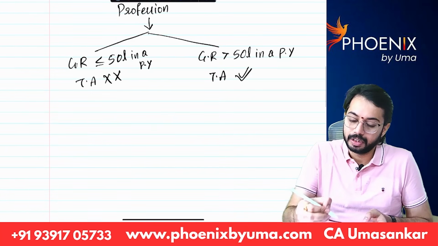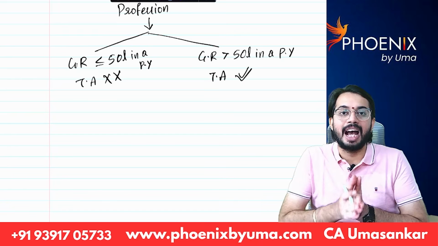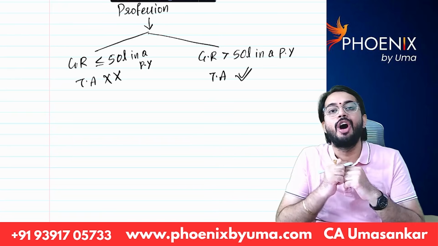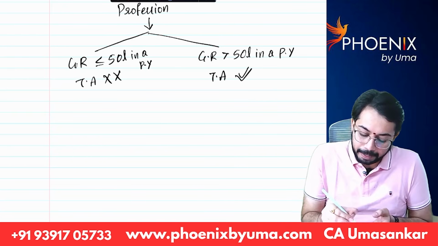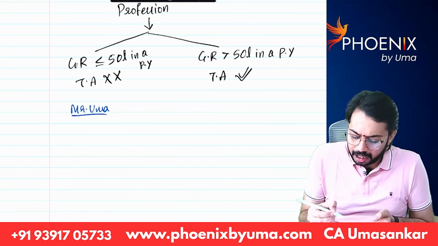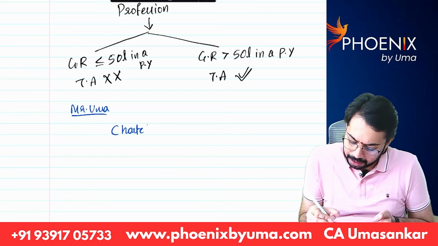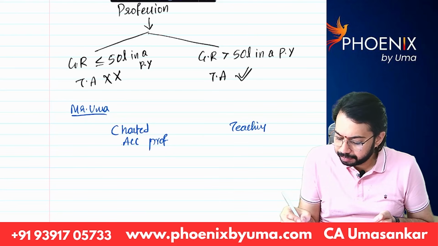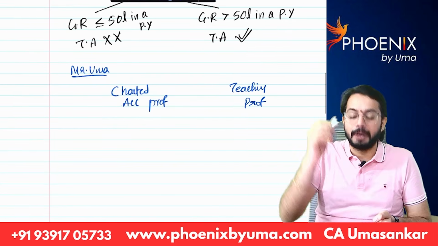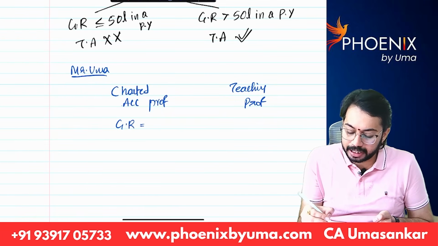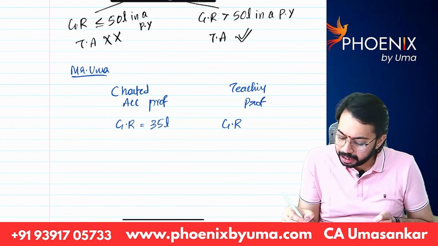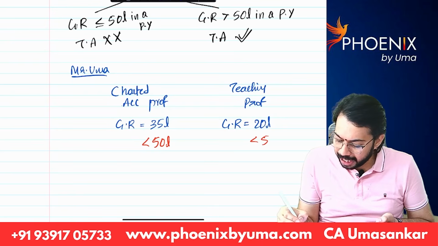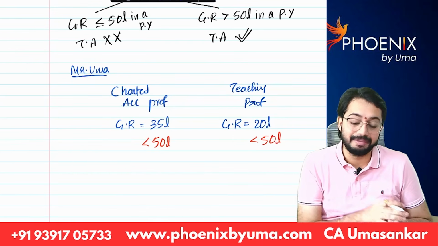Now, for example, an individual is having 2 professions. In that case, do we need to consider gross receipts for each profession or gross receipts for all professions? For example, there is me, Uma. I am doing the chartered accountancy profession. I am also into the teaching profession. So I am dealing with 2 professions. In the chartered accountancy profession, gross receipts are 35 lakhs. In the teaching profession, gross receipts are 20 lakhs. Individually, gross receipts are less than 50 lakhs. Now, whether tax audit is applicable to me?